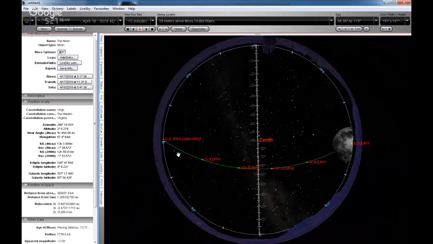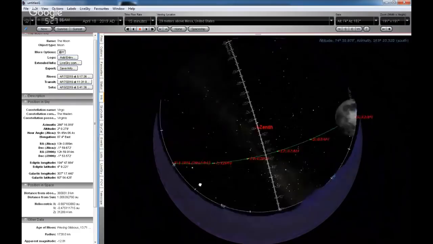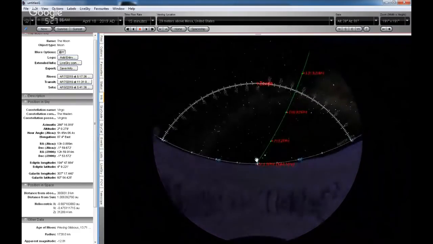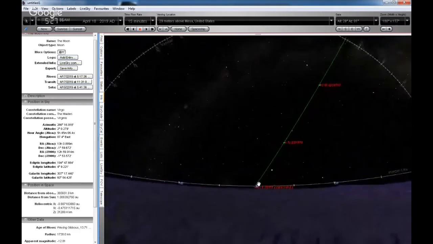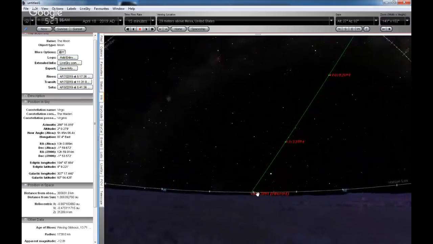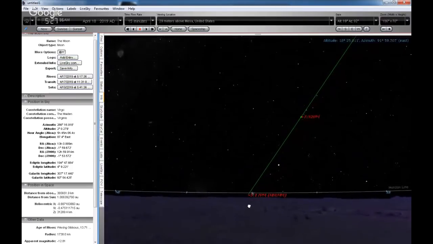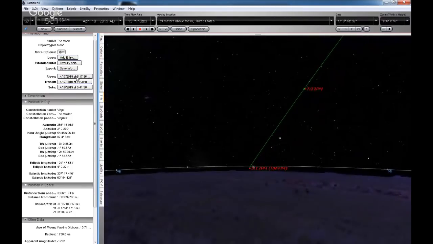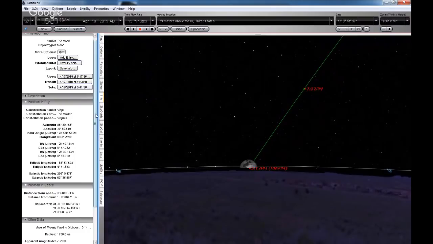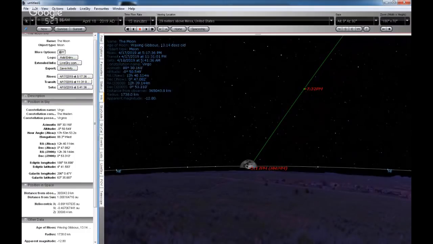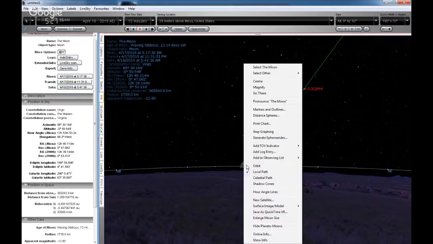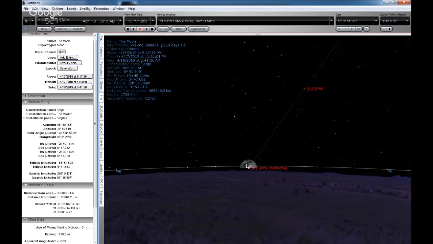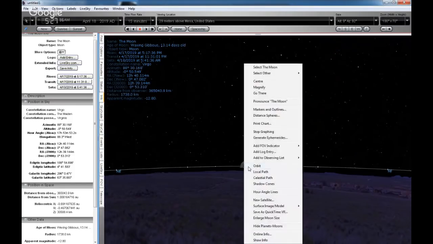It's actually passed over to the southern part of the sky, and this has actually given us that angle up from the horizon as the moon is rising. So I'm going to do this again now, and I'm going to do something a little bit different. So let's bring that back to moonrise, and I'll just reset the local path. Otherwise I get some funny lines happening.